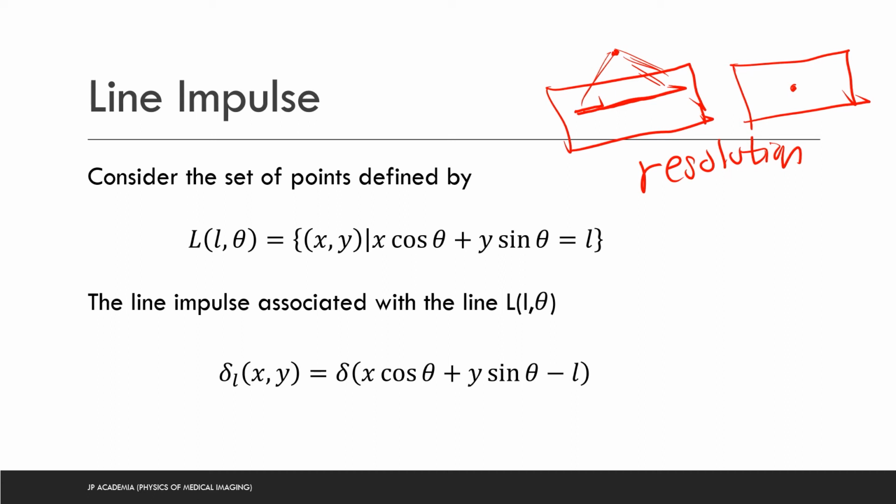For this reason, we would like to have a mathematical model for a line source. So in this case, we have the line impulse. Let us consider the set of points defined by this function, a function of two independent variables, x and y, such that x cosine theta plus y sine theta is equal to L. This line impulse is associated to a certain line function as shown here. Later I will show you how this looks.